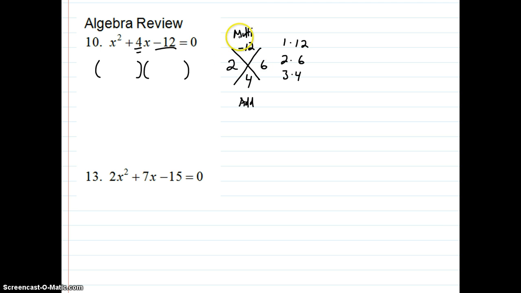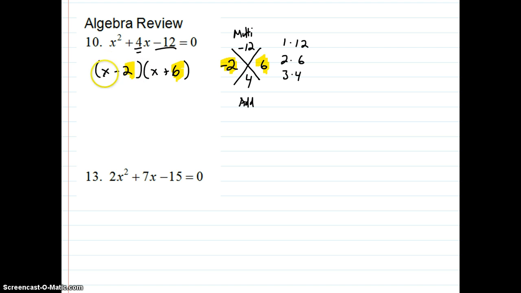And since our numbers are going to multiply to negative 12, one of these has to be negative. Since they have to add to 4, we're going to make the 2 negative. So negative 2 times 6 is negative 12, and negative 2 plus 6 is positive 4. And so we're going to take those answers, the negative 2, the positive 6, and so we have x minus 2, x plus 6.